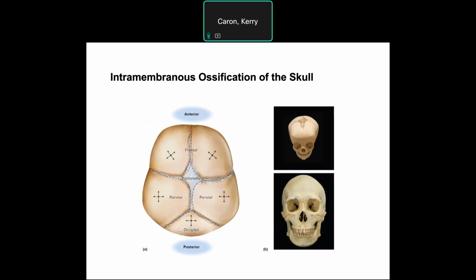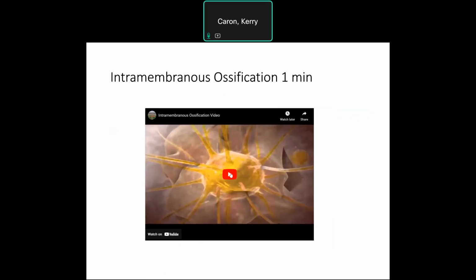skull forms. Okay, there's a fontanelle, or what lay folk would call the soft spot on a baby's head, and the bones form in these directions. Okay, play this video.